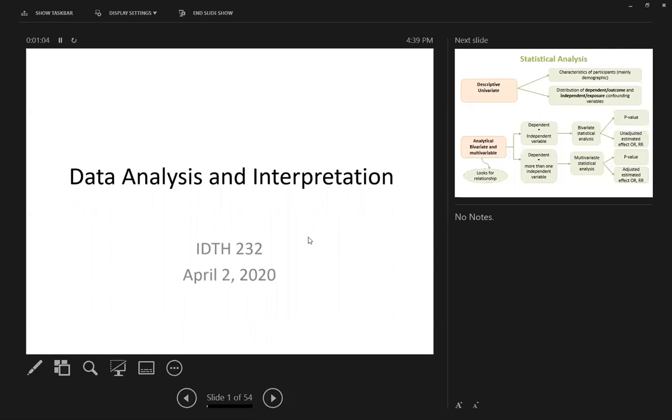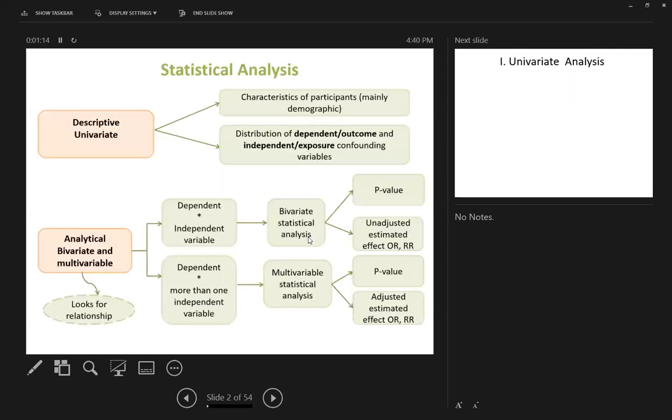But if you have collected data, no matter how big your data or how small is the data, I would expect you, if you have some data, to do analysis, and we were going to discuss all the steps in the analysis and interpretation. You have seen before the slide, we can actually divide our statistical analysis into two main components: a descriptive univariate component and an analytical component, which is a bivariate and multivariable analysis.